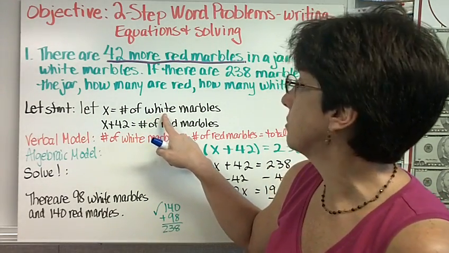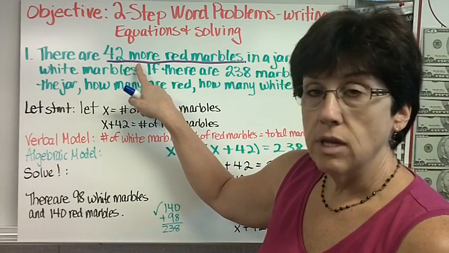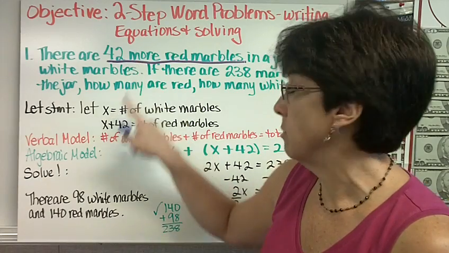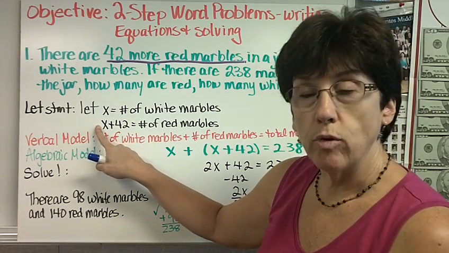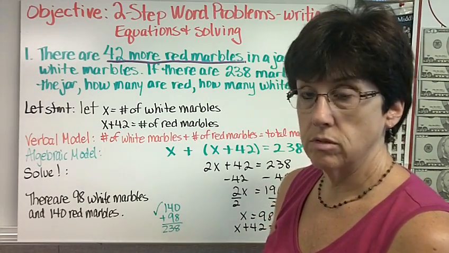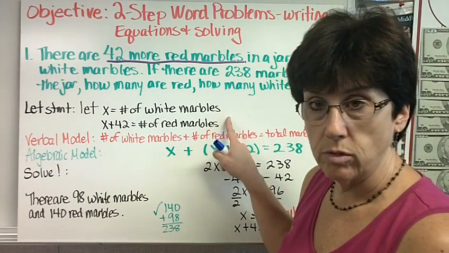And since it was 42 more than, we know that the 42 has to come at the end of the expression. So I'm going to say x plus 42 is the number of red marbles. So now I've defined my variables.